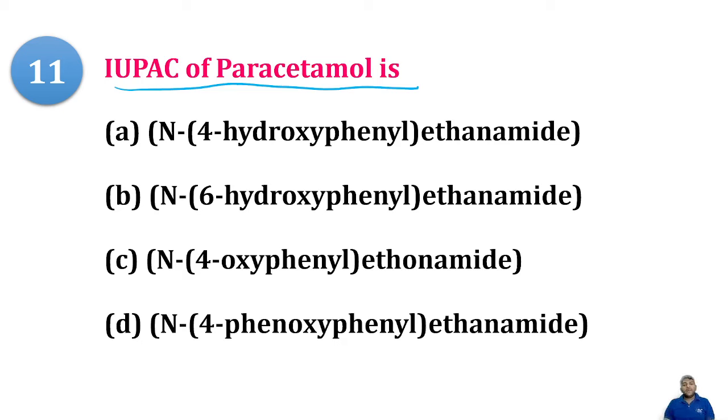So for the IUPAC name, as you know, there is an acetamide group and there is a phenyl ring. This is very important. Definitely they will ask it in your examination. There is a probability that they will ask about the prototype drug.